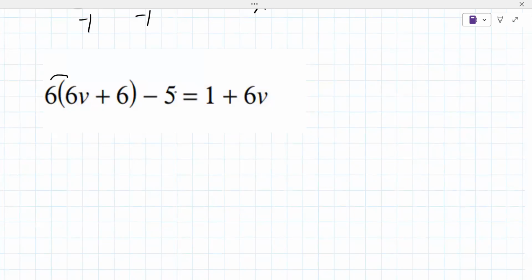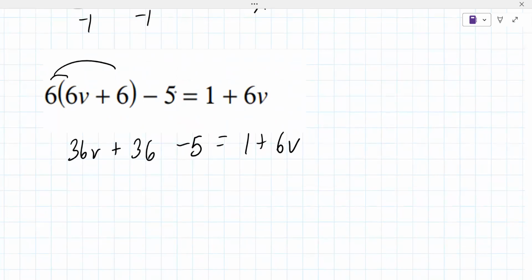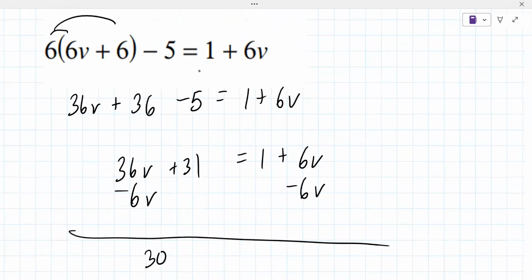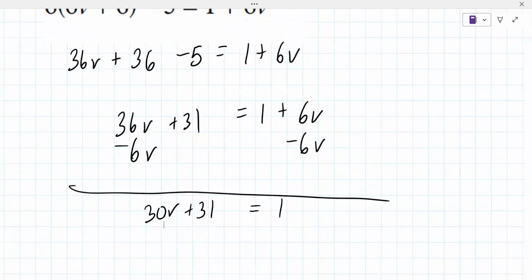So when I distribute the 6 in, I get 36v plus 36 minus 5 equals 1 plus 6v. 36v plus 31 equals 1 plus 6v. Subtract 6v from both sides. 30v plus 31 equals 1. So notice you get it down to an equation like we've been solving, then you move the variable one way or the other, depending on how that goes.